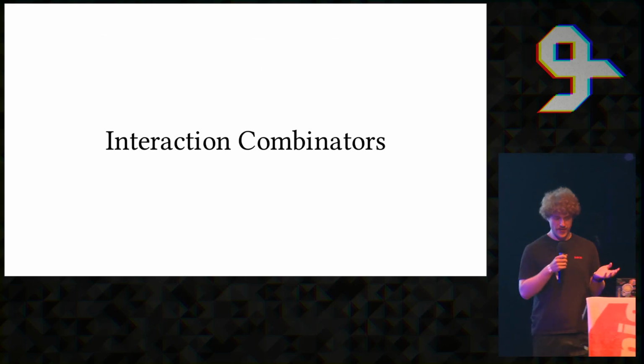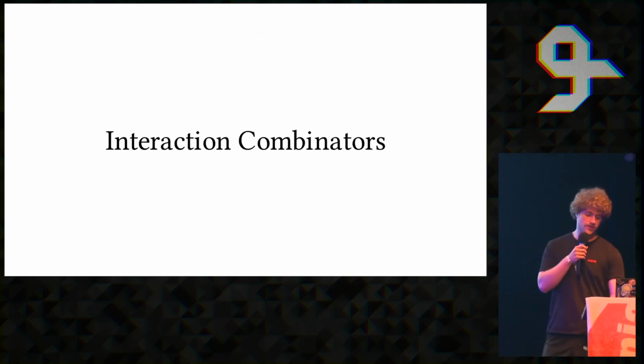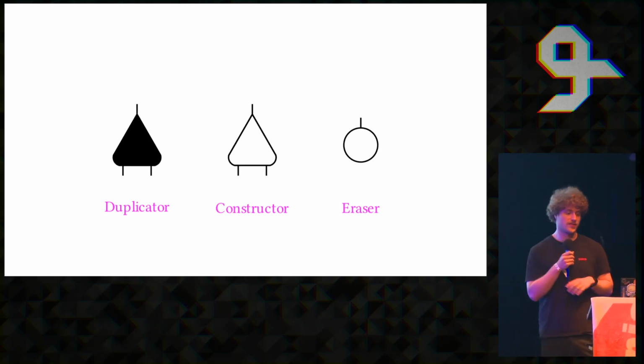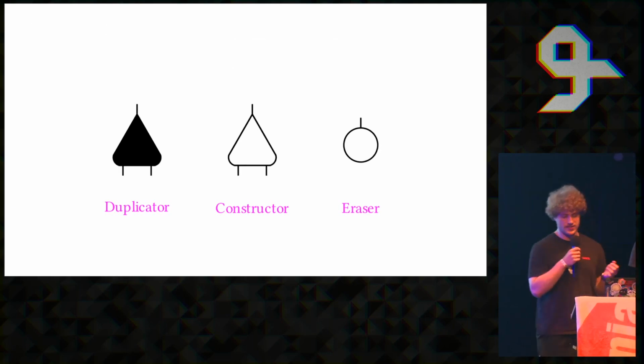So that was a bit abstract. So let's actually introduce interaction combinators. Those are 3 types of agent which are actually already Turing complete. The first one being the duplicator, the second one being the constructor, and the third one the eraser.